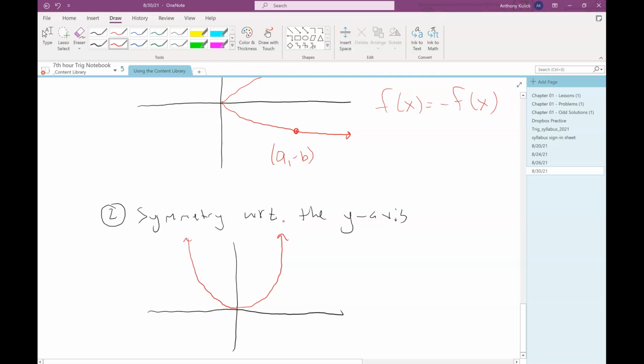So again, when we say symmetry with respect to the y-axis, that means if I take the half of the graph that's on the right side of the y-axis and I reflect it across the y-axis, it should be identical to what's on the left-hand side of the y-axis. Again, imagine there's a mirror and that mirror is the y-axis. The one side should just be an identical reflection of the other, right? Or, more generally, if I have the point (a, b), I'd also have to have the point (negative a, b).